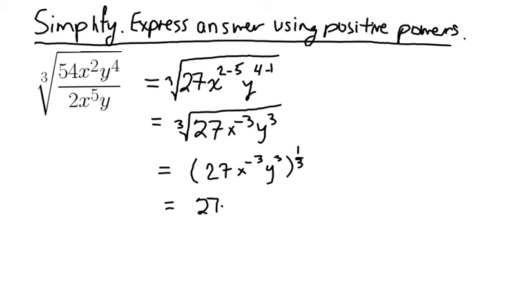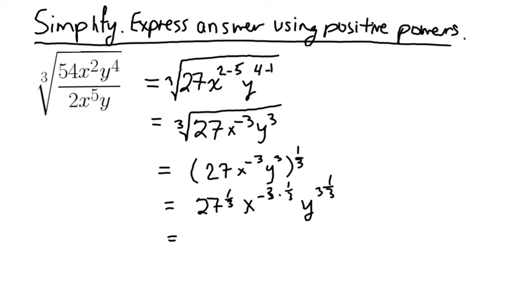First, we're going to get 27 to the 1 over 3. Then we're going to get x to the negative 3 times 1 over 3. And finally, y to the power of 3 times 1 over 3.